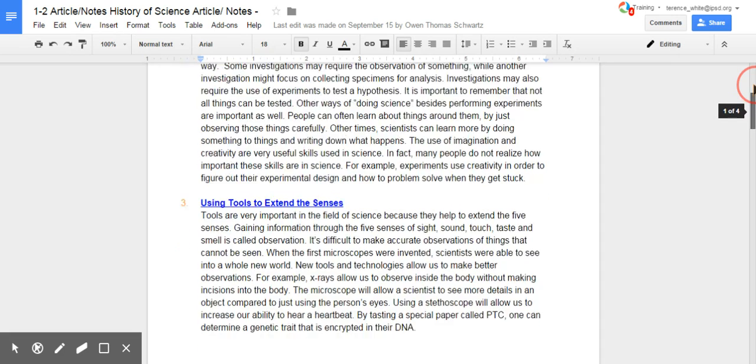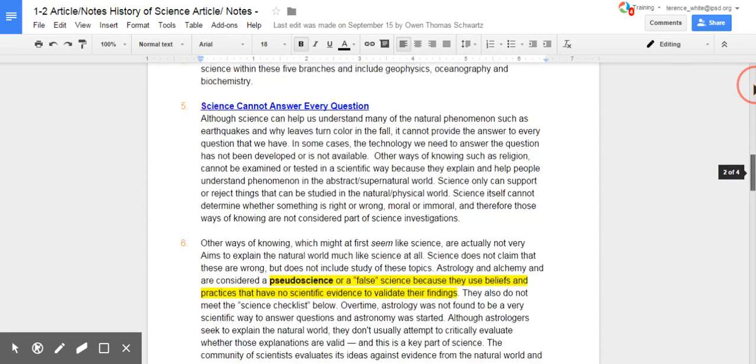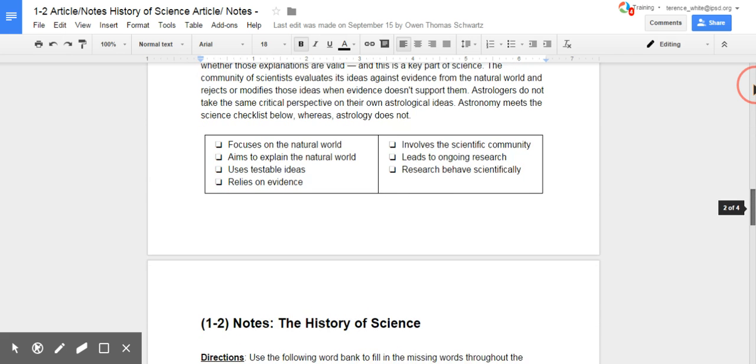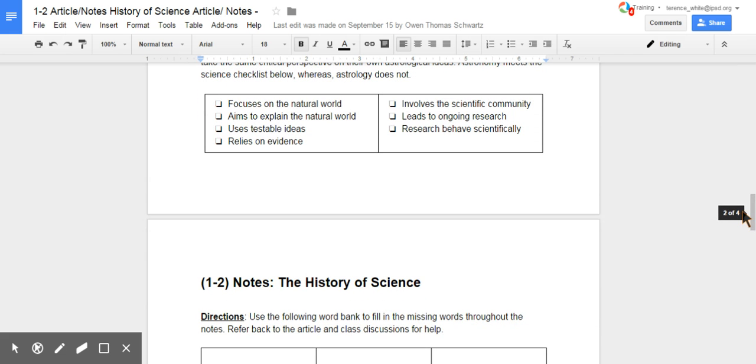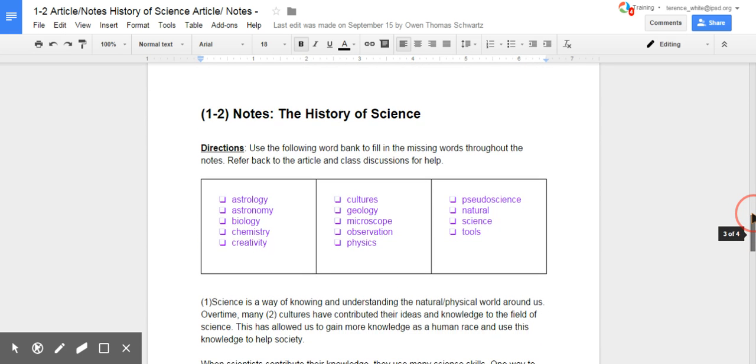All right. So if you take a look, this is the article here. It's about a page and a half. Actually, it's 2 pages. Sorry about that. They range from a page to 2 pages depending on the depth of the topic. All right. And here are the notes that they do.